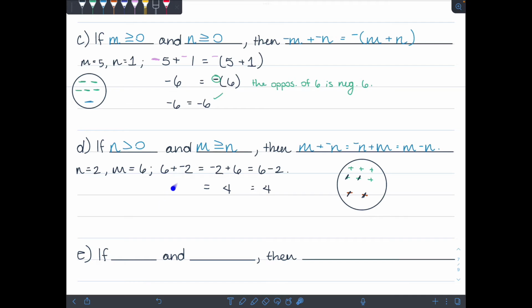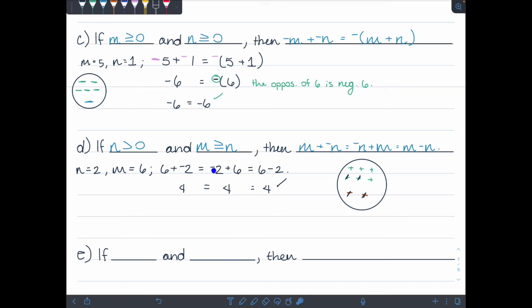Same thing here. 6 plus negative 2. What do you think? We have 6 positive charges and 2 negative charges. Exactly. We're going to have another 4. Do these 4 equal each other? Yes.